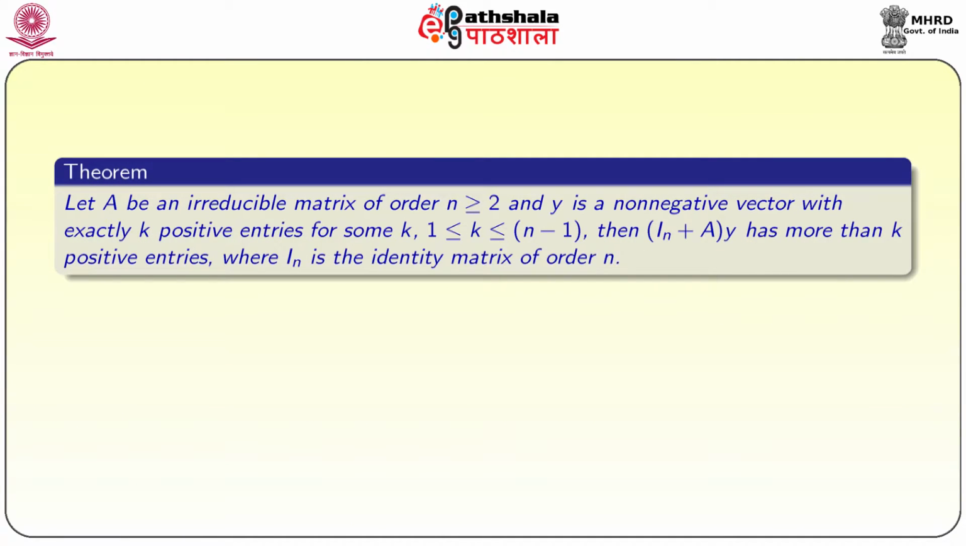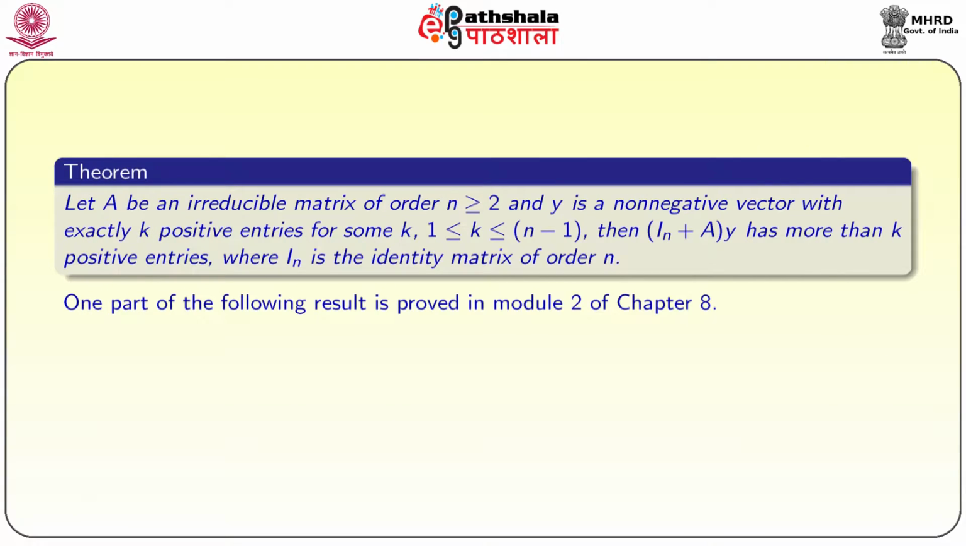Theorem: let A be an irreducible matrix of order n greater than or equal to 2 and y be a non-negative vector with exactly k positive entries for some k, 1 less than or equal to k less than or equal to n minus 1, then (In plus A) times y has more than k positive entries, where In is the identity matrix of order n. We are not providing the proof of this result, but one can verify it on their own, or one can refer to the book Non-Negative Matrices by Minc or Combinatorial Matrix Theory by Brualdi.